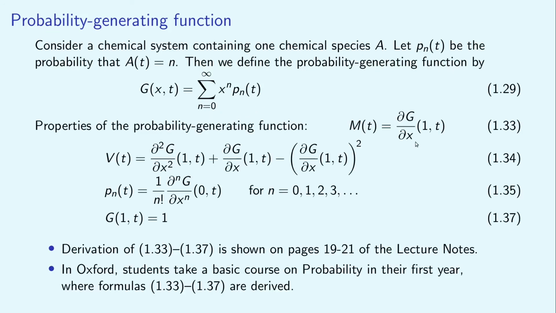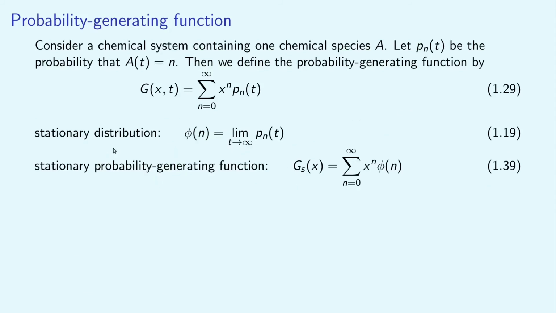If we know the probability generating function, then we can obtain the mean m by differentiating it with respect to x and substituting the value x equal to 1. The variance v and the probability mass function p(n,t) can also be obtained by differentiating the probability generating function. Formulas 133 till 137 are derived on pages 19 to 21 of the lecture notes. In Oxford, students taking our course also took a basic course on probability in their first year, where formulas 133 till 137 are derived. Therefore, I am not rederiving them in this video.